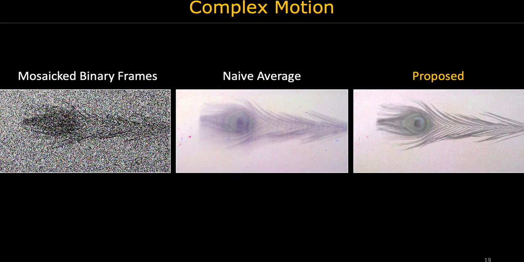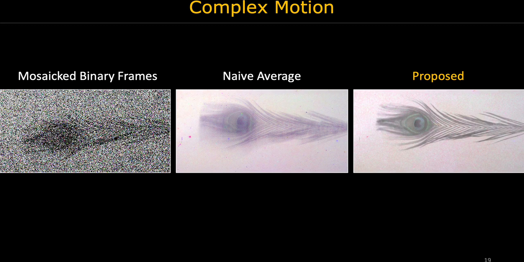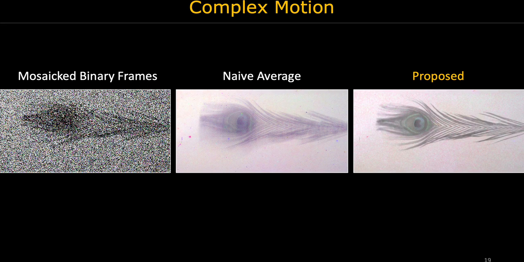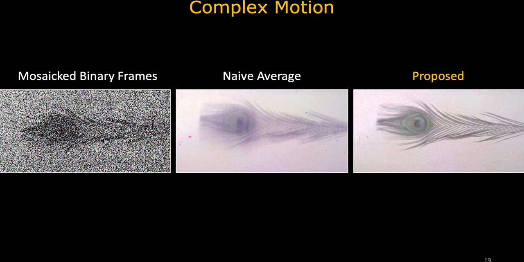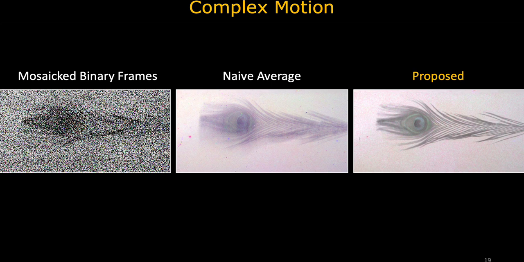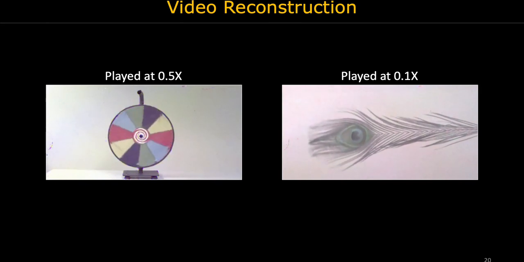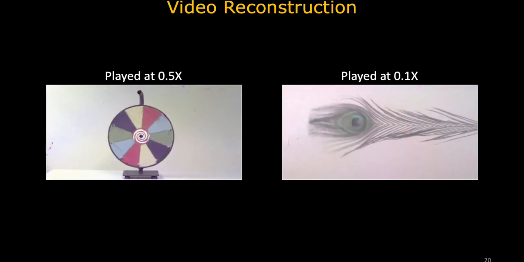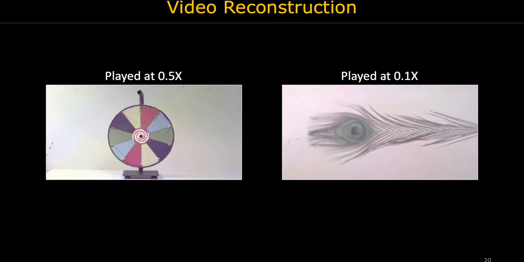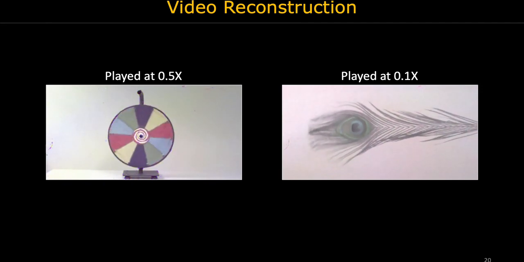This example shows a waving feather with complex, non-rigid motion and high-frequency texture. The proposed technique can generate an image with significantly reduced motion blur. By running our method with a sliding temporal window, we can reconstruct videos that recover complex scene motion.